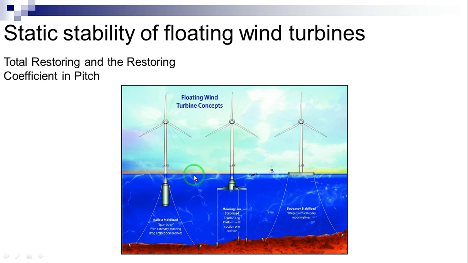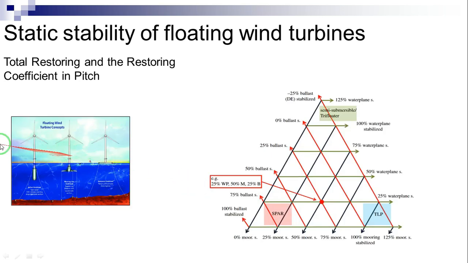These restoring methods and their representative structures are shown in this figure, which represents the stability triangle, where the sum of the three contributions, each one going from contributing 0 to 100% of the total stiffness, amounts to the total hydrostatic stiffness of the system.